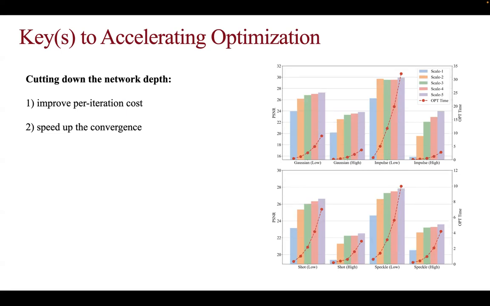Here, we validate our idea on image denoising. As the right figure shows, when the depth increases, the optimization time also increases. Thus, we prefer to use a shallow network. However, if we look at the PSNR, we find that the shallow network leads to low quality restoration. So, the question becomes how to take advantage of the shallow network without sacrificing the restoration quality.